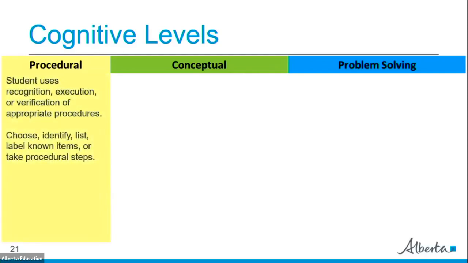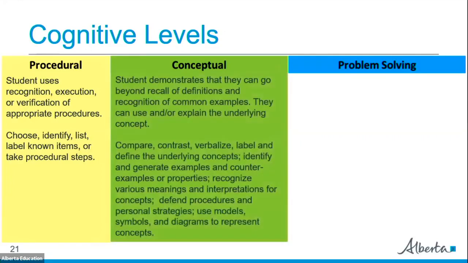So our lowest cognitive level is procedural. The definition there: students use recognition, execution, or verification of appropriate procedures. These are common questions that students have done maybe several times within the course. They read the question, they know exactly what to do, they carry out a procedure. So we often refer to it as rote memory questions. Then we have our conceptual level of understanding, where students demonstrate that they can go beyond recall of definitions and recognition of common examples. They can use and or explain the underlying concepts. So this is a higher cognitive explanation, and we say the big ideas.